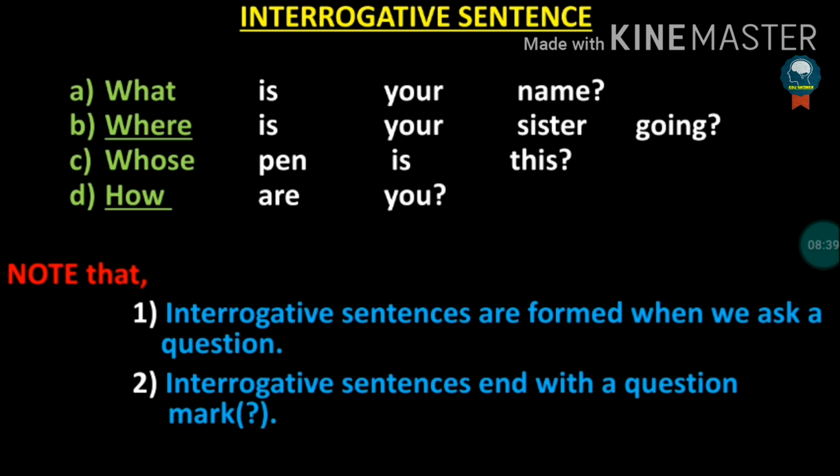Now let's move on to interrogative sentences. Look at the examples below. What is your name? Where is your sister going? Whose pen is this? How are you? These type of sentences are very simple to identify. Whenever we ask a question, that becomes an interrogative sentence. These type of sentences always end with a question mark.